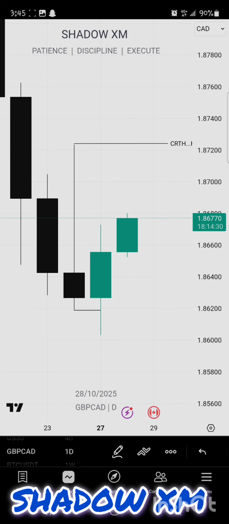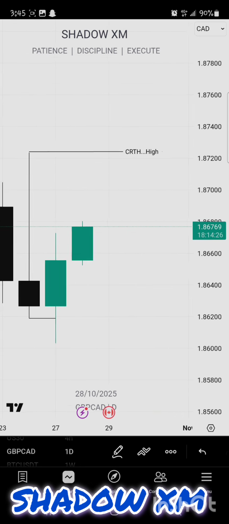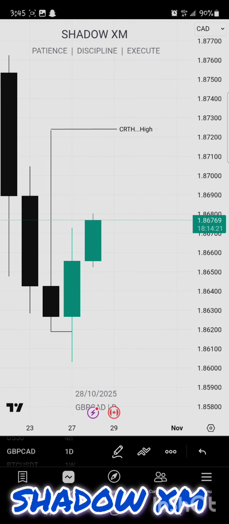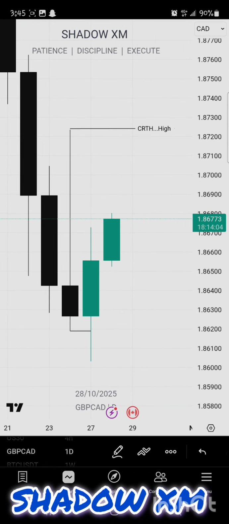So now what we're going to do is go to a smaller time frame, like maybe 1 hour or 4 hours, to look for entry to clear this high here. You understand? Look for entry to clear this high. Basically I've entered the trade. You understand? But I forgot to do the journaling and stuff like that.